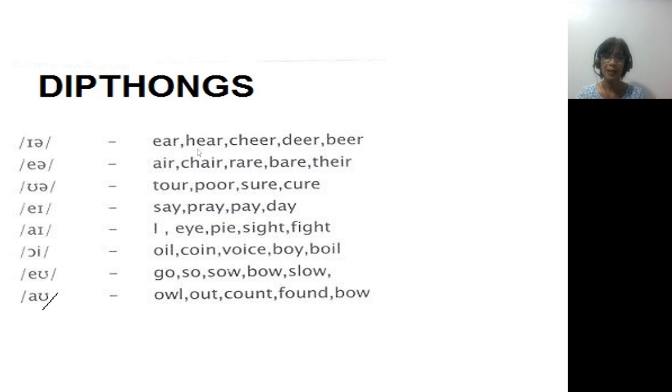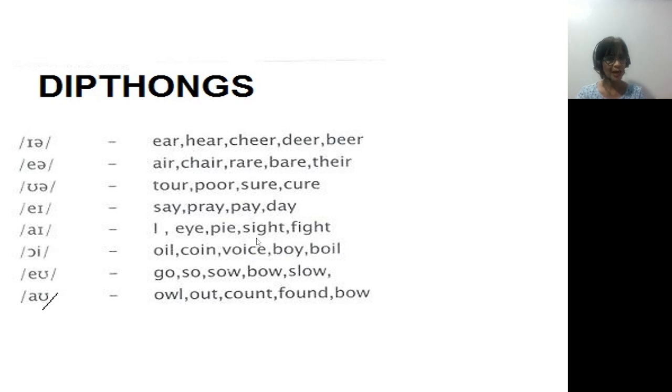Ear, here, cheer, dear, beer. Okay, I hope you got that right. Now we have the next diphthong, which is the A sound. We have air, chair, rare, bear, there. Okay, now we have the oo sound. We have tour, pour, sure, cure. Now we have the A sound: say, pray, pay, and day.